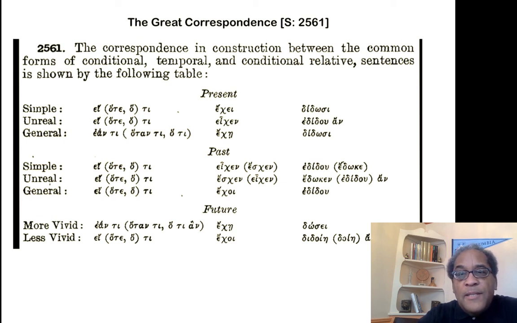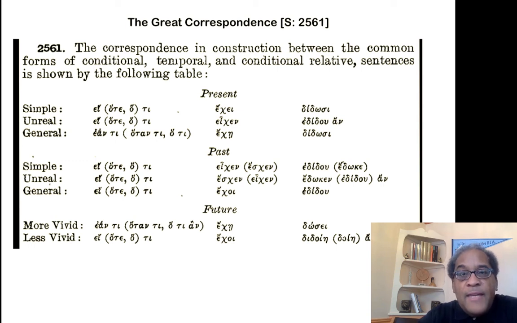"The correspondence in construction between the common forms of conditional, temporal, and conditional relative sentences is shown by the following table." So what this chart gets at is the fact that when I say, "If ever I have money, I give it to my girlfriend," that's a conditional. I can also say temporal: "Whenever I have money, I give it to my girlfriend." Or I can say, "Whatever money I have, I give it to my girlfriend." Okay, I'm a stupid guy.